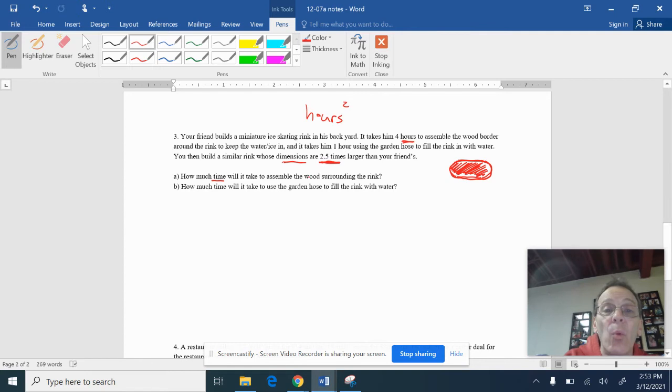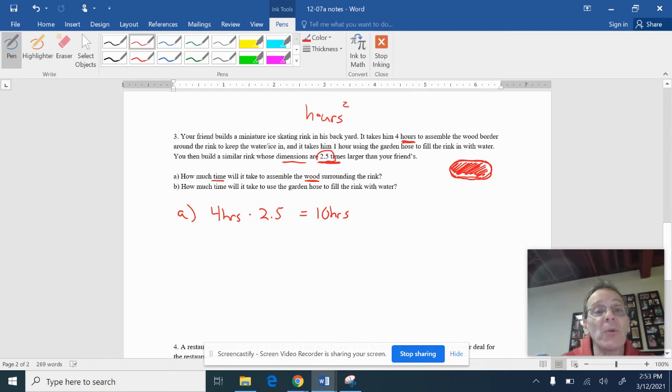The wood is essentially a length measurement. If it took your friend 4 hours, it's going to take you 2.5 times that 4 hours. It's going to take you the 4 hours, but your skating rink has dimensions 2.5 times as much. 4 times 2.5 is 10 hours. See how fast that goes?